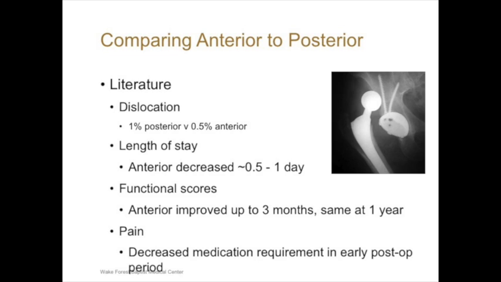So again, the dislocation rate from the anterior versus posterior is similar, but the anterior is less. The length of stay is decreased by about half a day to a day. Functional scores in the literature show that anterior patients do return to function earlier. They do have improved muscle strength earlier, but at about the 3-month mark, there's no difference. So if you were to see a patient who had an anterior versus posterior approach, the majority of the time they're going to be doing about the same at the 3-month mark. And pain is decreased with an anterior approach in the early postoperative period.